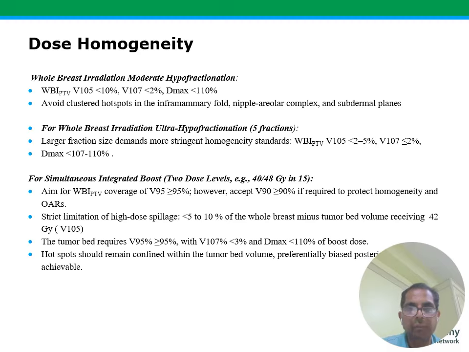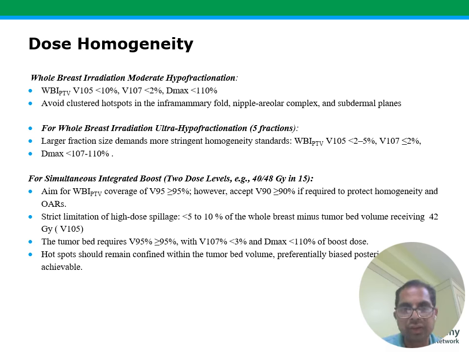For ultra hypofractionation, or 26 in 5 like FAST-Forward, we are much more stringent based on the study. We try to have V105 less than 5%, V107 less than 2%, and again, maximal dose less than 107 to 110. To achieve this, we all know we aim for 95-95 coverage, but we can accept 90-90 coverage as long as the area at highest risk, the surgical bed, with its margin, is covered adequately. So you always contour that and try to make sure the dose distribution is acceptable.